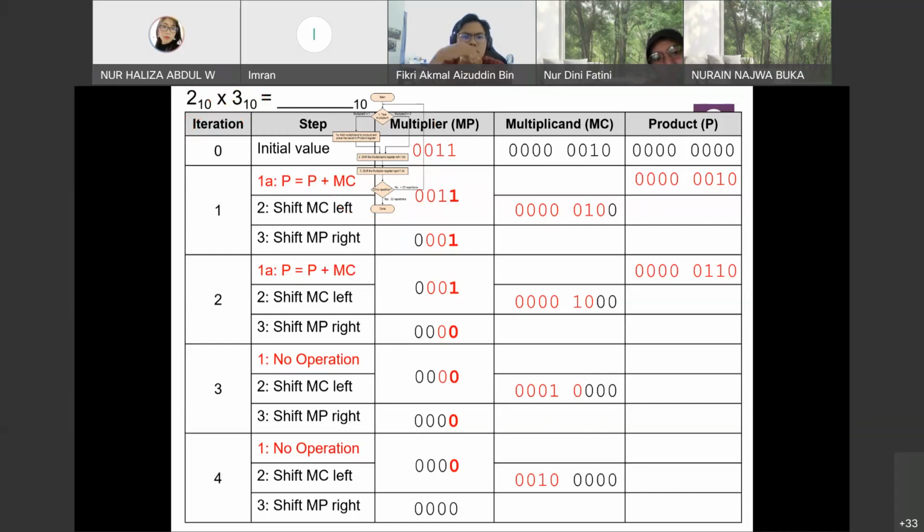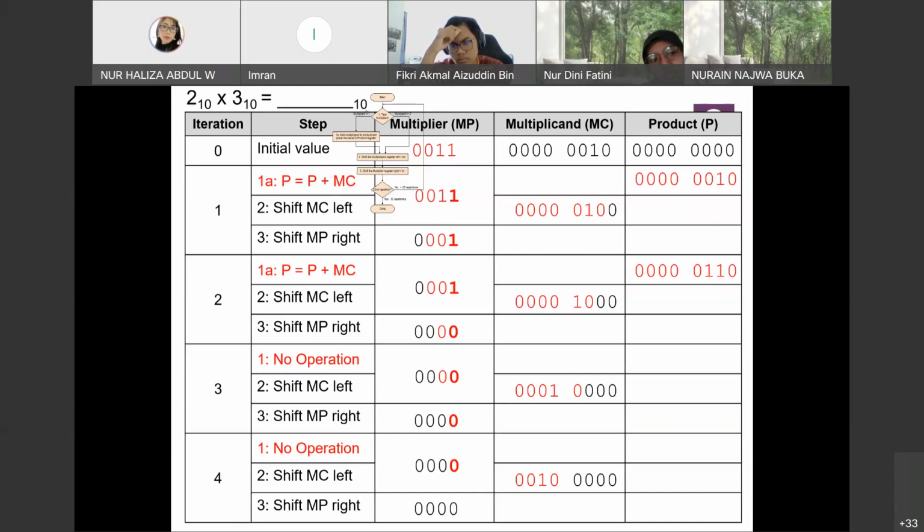Okay, any questions? Where is the chat? If multiplier is 0, then do not do the addition of MC and P. If the multiplier is 0, yes.